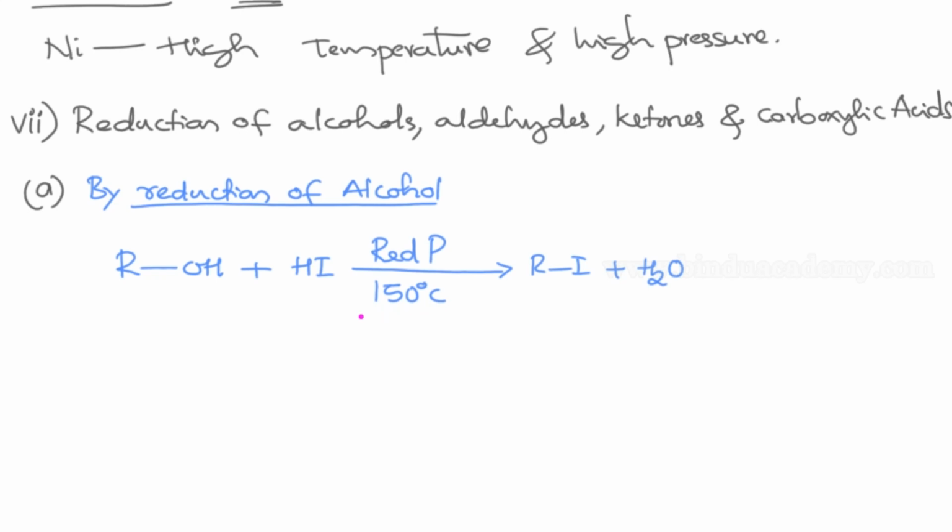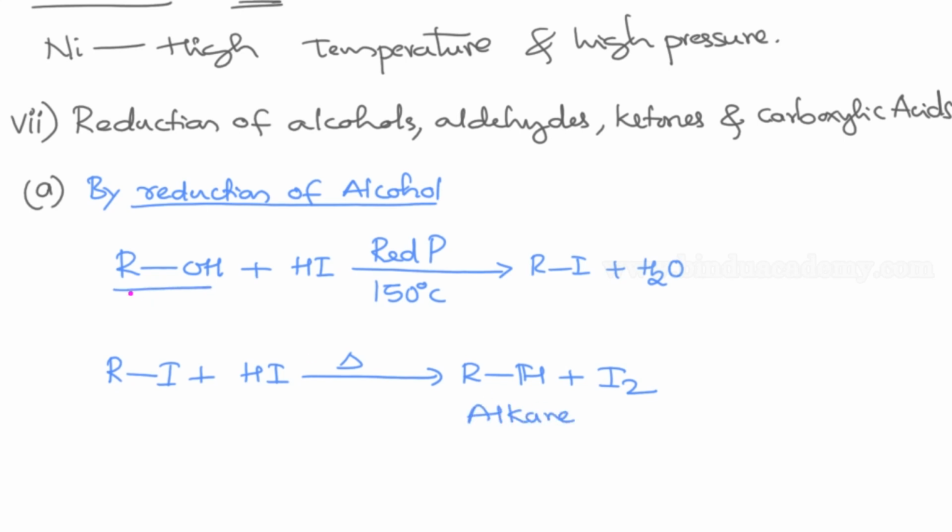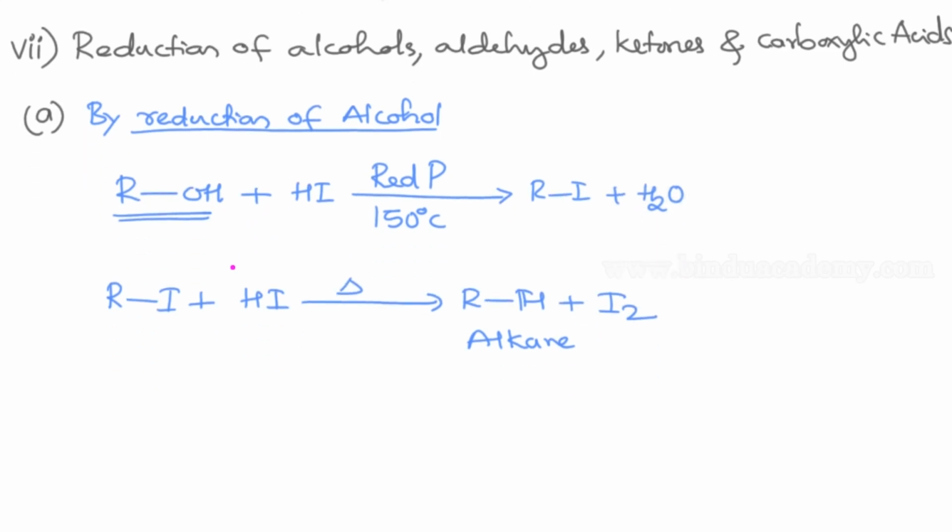This is how the alcohols are reduced. So it forms RI here. I is a good leaving group as well as a nucleophile. RI again reacts with another molecule of HI, and on heating we get RH, and along with that we get an I2 molecule. So that is the alkane we get here. This alkane is formed from the alcohol. That you have to remember first. Okay, next part.